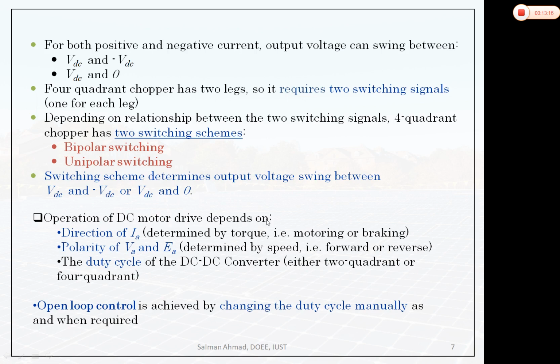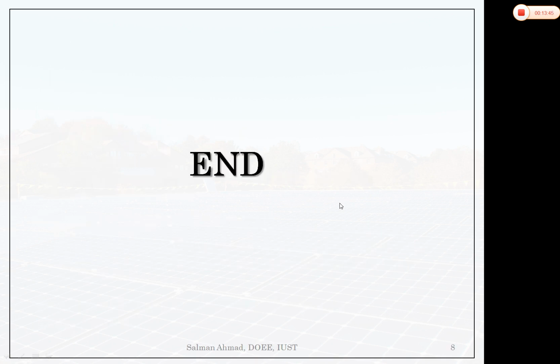Operation of a DC motor drive depends on the direction of IA, determined by torque, that is motoring or braking; the polarity of VA and EA, determined by speed, that is forward or reverse operation; and the duty cycle of the DC-DC converter, either 2 quadrant or 4 quadrant. Open loop control is achieved by changing the duty cycle manually as and when required. But normally we design a closed loop control scheme for DC chopper fed motor drives. So this was all about the third lecture.